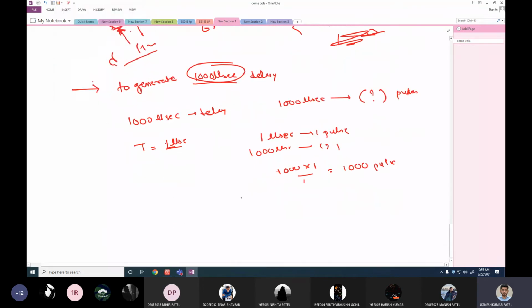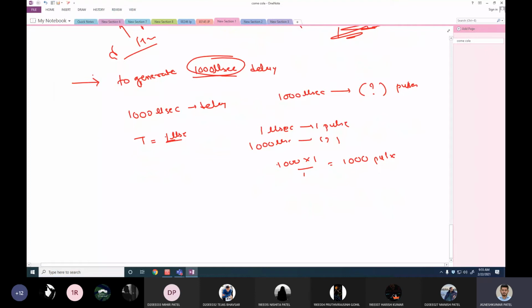So if I want only 1000 pulses, then I need my timer overflow flag to set. The timer overflow flag is very important. We are going to monitor this flag only. Until this is set, you do not know whether the timer has counted 1000 or 2000 or 3000. You are not aware of that.